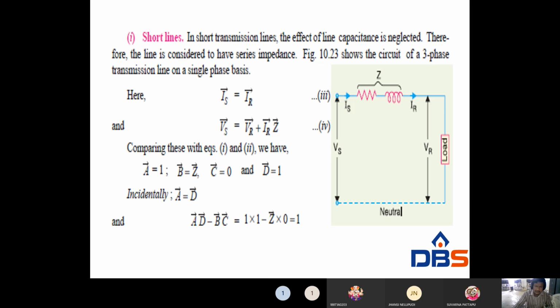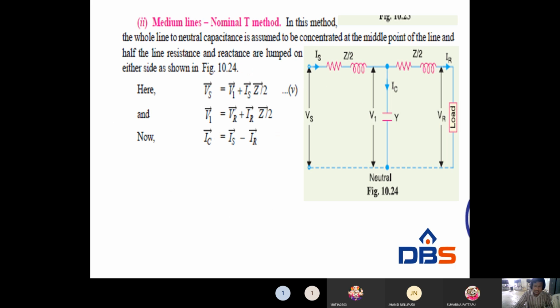So now go for the most important, that is the medium lines and nominal. In medium lines, capacitive effect is there. Here 2 methods are available, Nominal-T and Nominal-π. Why I am repeating is that this is most important. So determine the ABCD constants for medium T and medium pi.